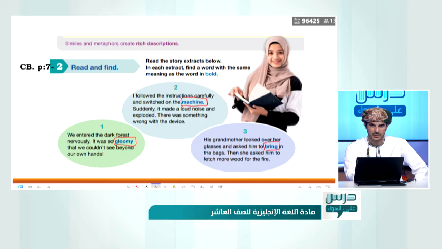So, with the first one, machine, or like this one. It's like a machine. A mobile phone is a machine. So what do we call it? You can find it here. Suddenly it made a loud noise and exploded. There was something wrong with the same as machine, device. Gloomy. We entered the dark forest nervously. It was so gloomy. Cannot what? See. That we couldn't see beyond our own hands.